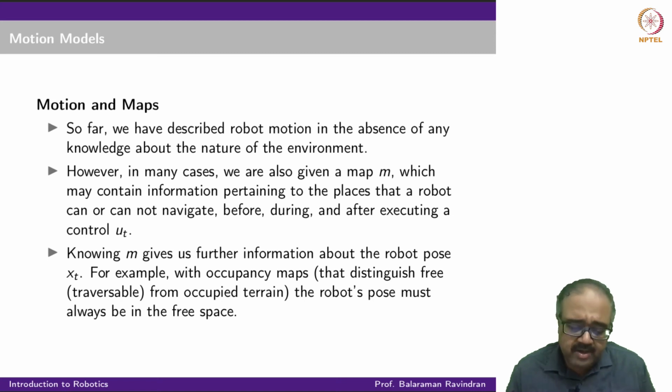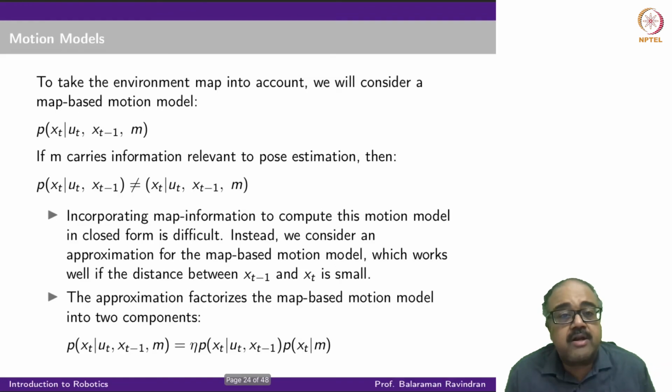And as we will look at later, there is something called occupancy maps. For example, that tells us whether a particular location or particular pose is free, free meaning that the robot can actually move over that space, or is it occupied? Occupied meaning that could be an obstacle, could be a table, chair, could be some kind of walls or whatever. The robot is not able to go over that space. So these kinds of occupancy maps will tell us whether the space is free or not, and so the robot's pose must always be in the free space. So knowing the map allows us to further refine our motion model.